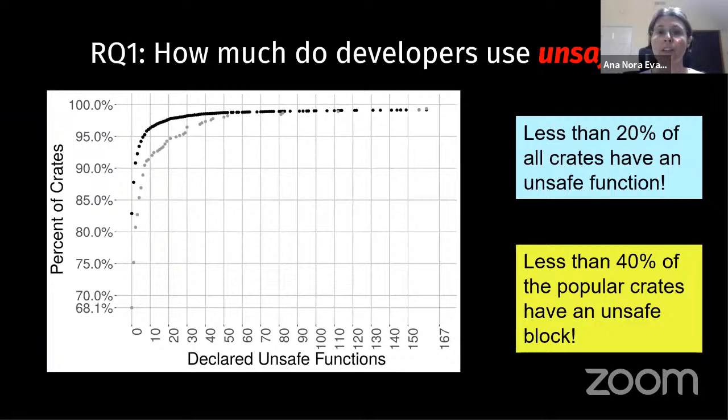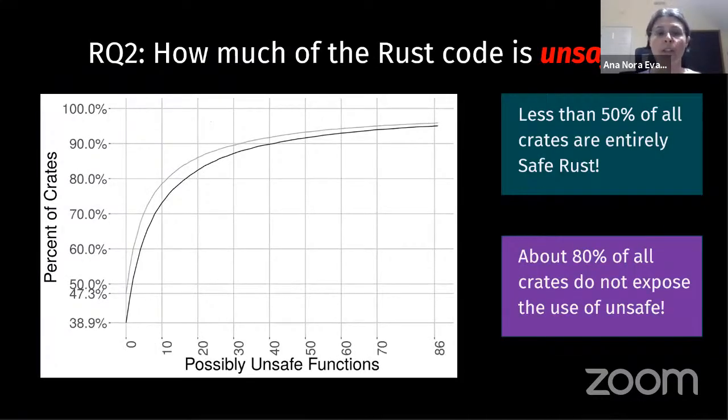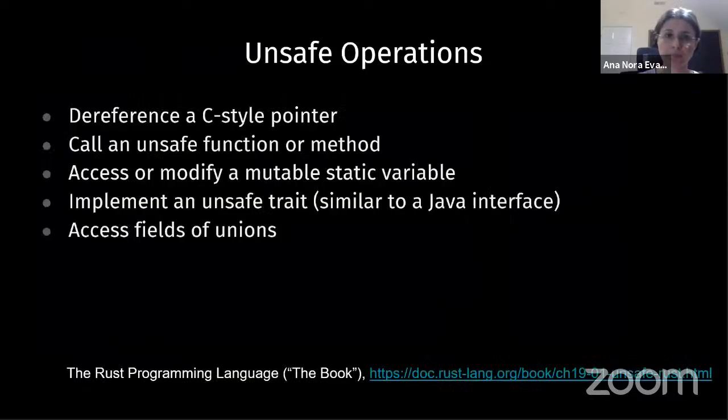Now, looking at functions that are declared unsafe, we observe that only 20% of the crates have an unsafe function. This means that the rest of the 80% of the crates look perfectly safe. However, when we use our analysis, we observe that actually less than 50% are entirely safe Rust, but 80% of them seem safe. So the impact of unsafe is significant.